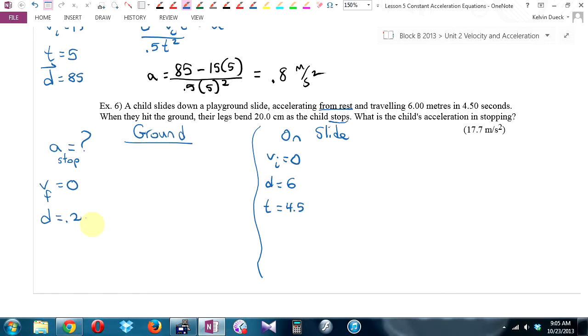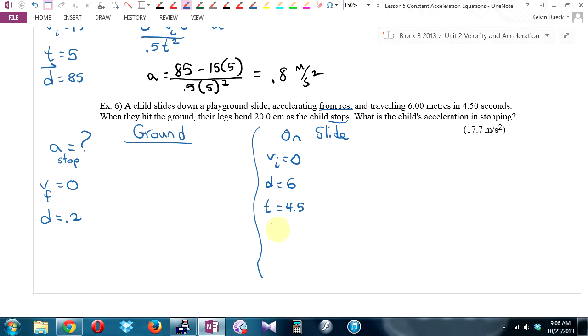Here's our argument. Here's going to be our plan of attack. I would like to know how fast you're moving at the bottom of the slide, V final. Because that speed is going to be your initial velocity when you start to stop. Let me say that again, because this is profound. This is a before and after question, Taylor. I think the speed you're traveling at the bottom of the slide, your final velocity, is exactly the same as your initial velocity when you hit the ground. We're going to find V final on the slide, and then just swap it over. There's a 2-part question.